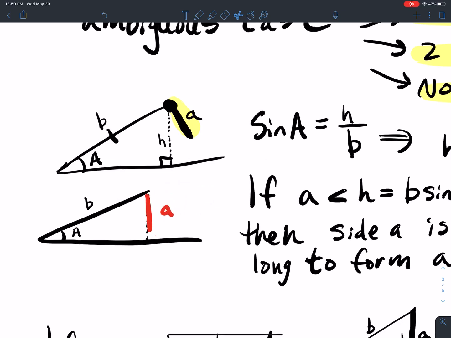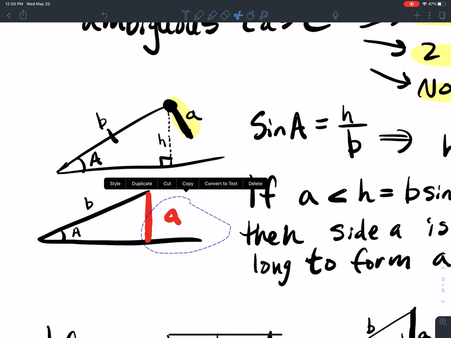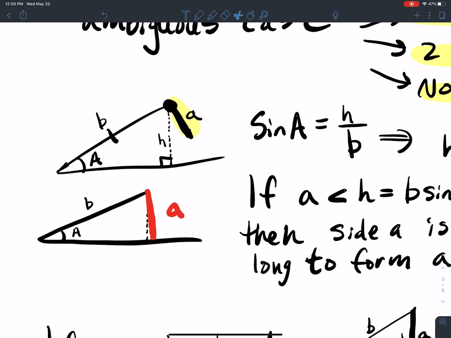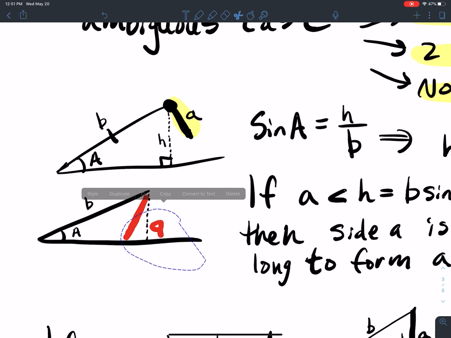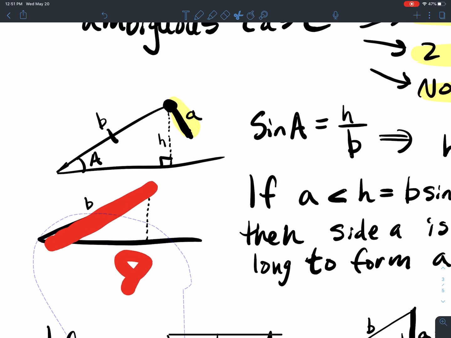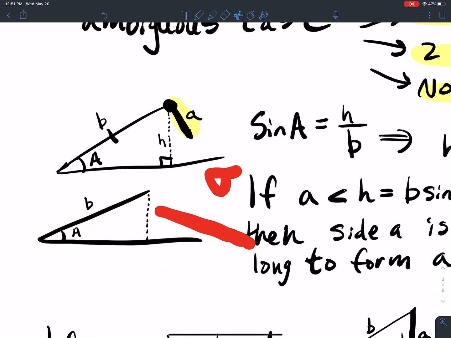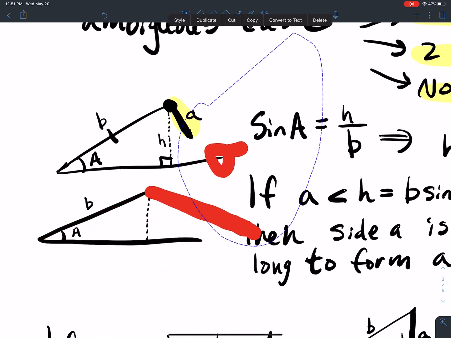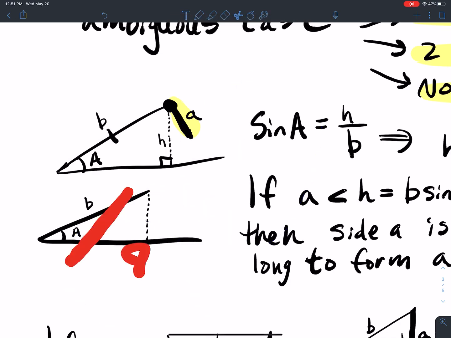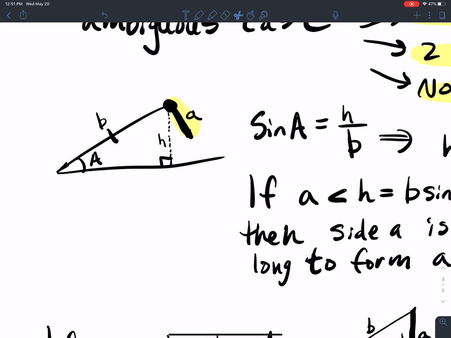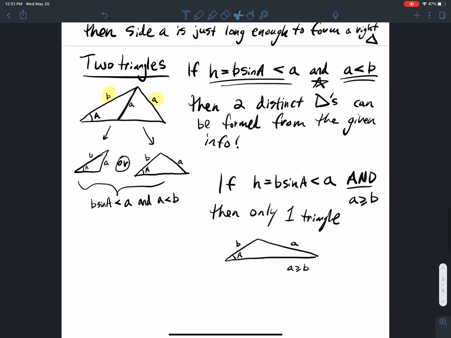Then all of a sudden the A gets big enough to make a right triangle, a perfect right triangle. And then if A gets any bigger, but it's still not bigger than the B, then you can make a triangle over here and a triangle over here for the two case. But if A gets bigger than that long side B, then there's only the one triangle that can be formed. Okay, so hopefully that helps you understand what's going on there with the different cases.